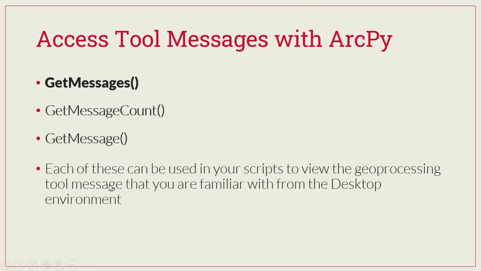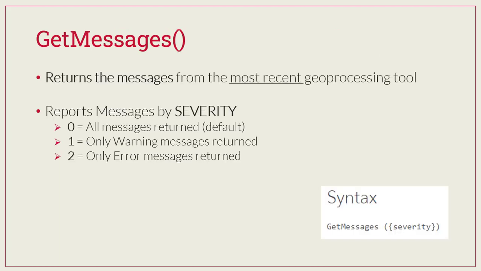So there are three types of messages that we can gain access to with ArcPy. And we can gain access to them with GetMessages, GetMessageCount, and GetMessage. These are methods that we can use in our scripts. Each of these can be used to view the geoprocessing tool messages that you're familiar with seeing from your desktop environment. The first one we're going to talk about is GetMessages.